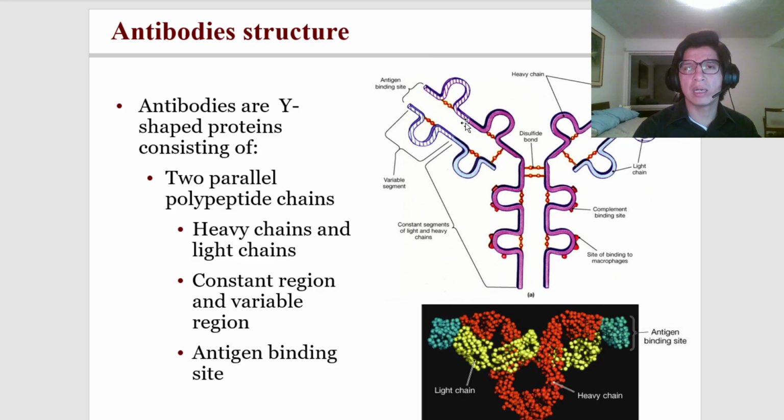So here you have two chains. You have your heavy chain and you have your light chain, but you also have within this, if you cut them in a different way, your constant region and your variable region. I'm sorry. The variable region is the one that gives the antibody its specificity. The constant region is what gives the antibody its different type. Anyway, this is the antibody side in the variable segment.